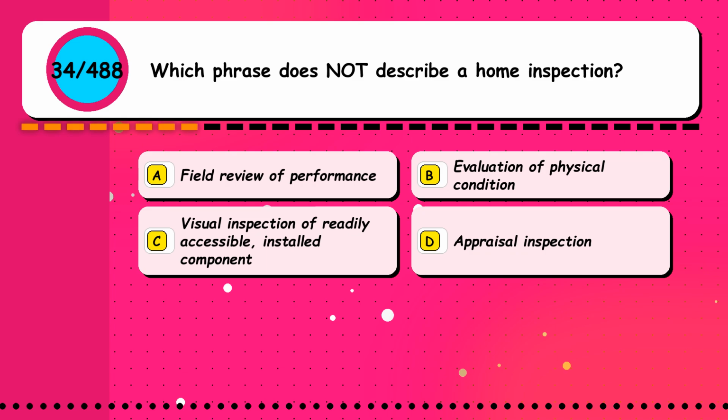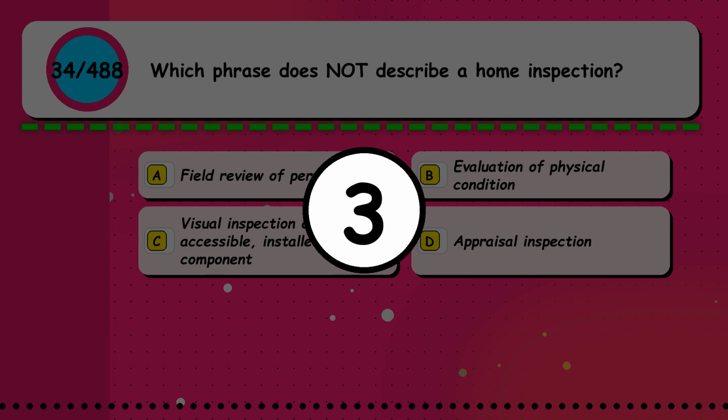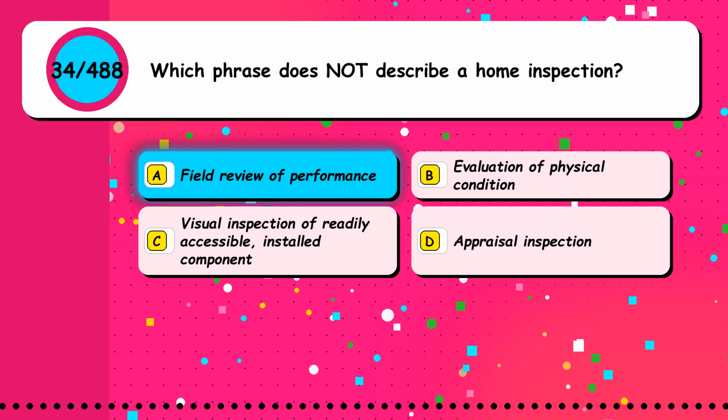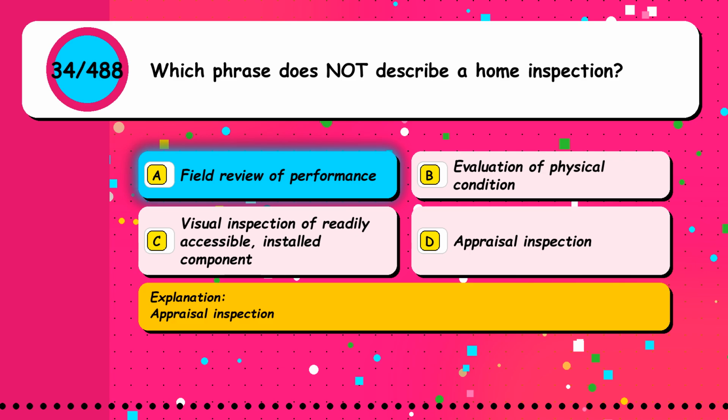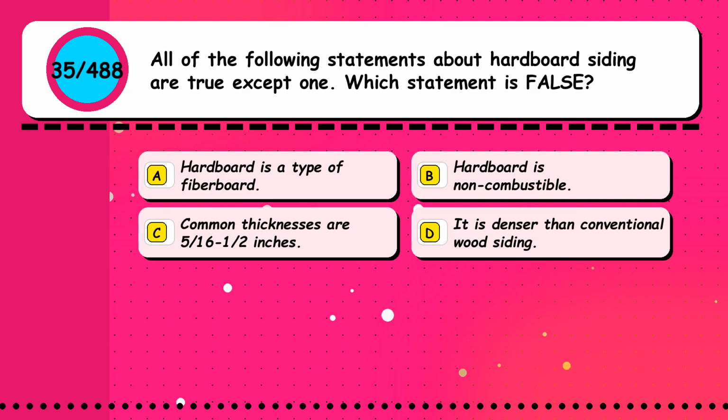Question 34. Which phrase does not describe a home inspection? Option A, field review of performance. Option B, evaluation of physical condition. Option C, visual inspection of readily accessible, installed components. Option D, appraisal inspection. The correct answer is option A, field review of performance.